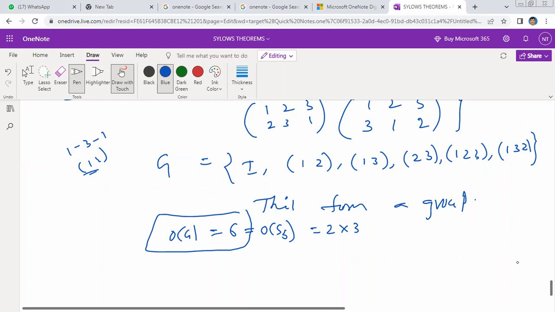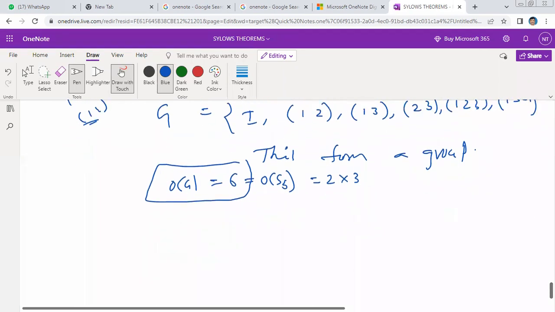My question is, how many 2-Sylow subgroups and how many 3-Sylow subgroups are there? Now I want to discuss conjugates. By the theorem, because the order of G is equal to 2 into 3, 2 divides the order of G. Then there exist 2-Sylow subgroups, of order 2.